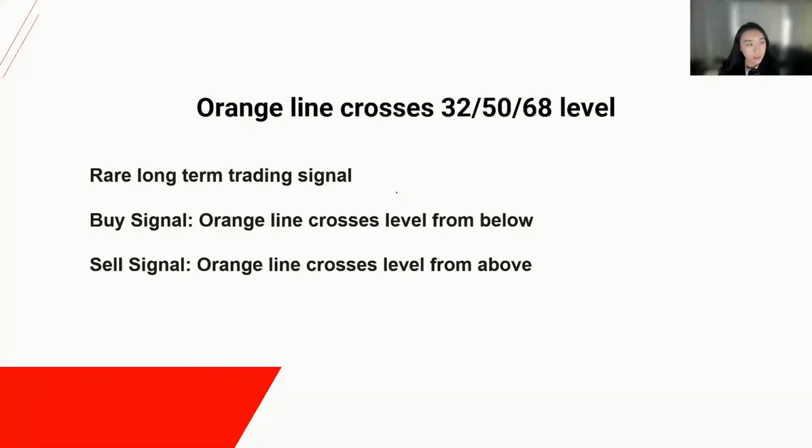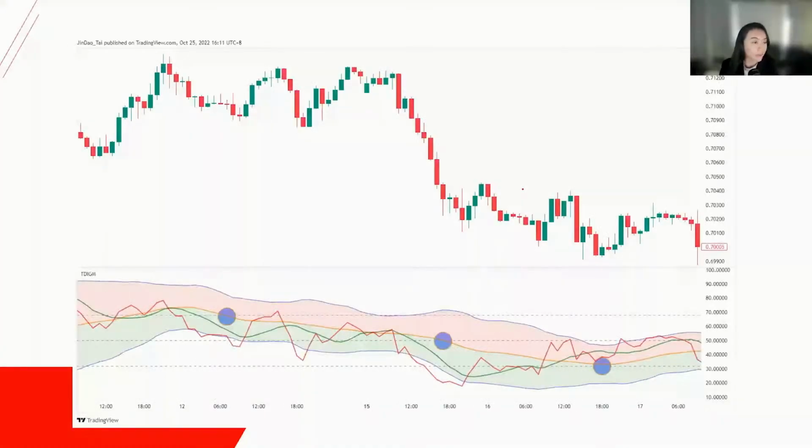So this is whether the orange line is above, below, or crossing the level, and whether to buy or to sell. But actually this is quite rare, and it is a longer-term trading signal. It's not for a short-term trader. Okay, so next, let's take a look at an example first.